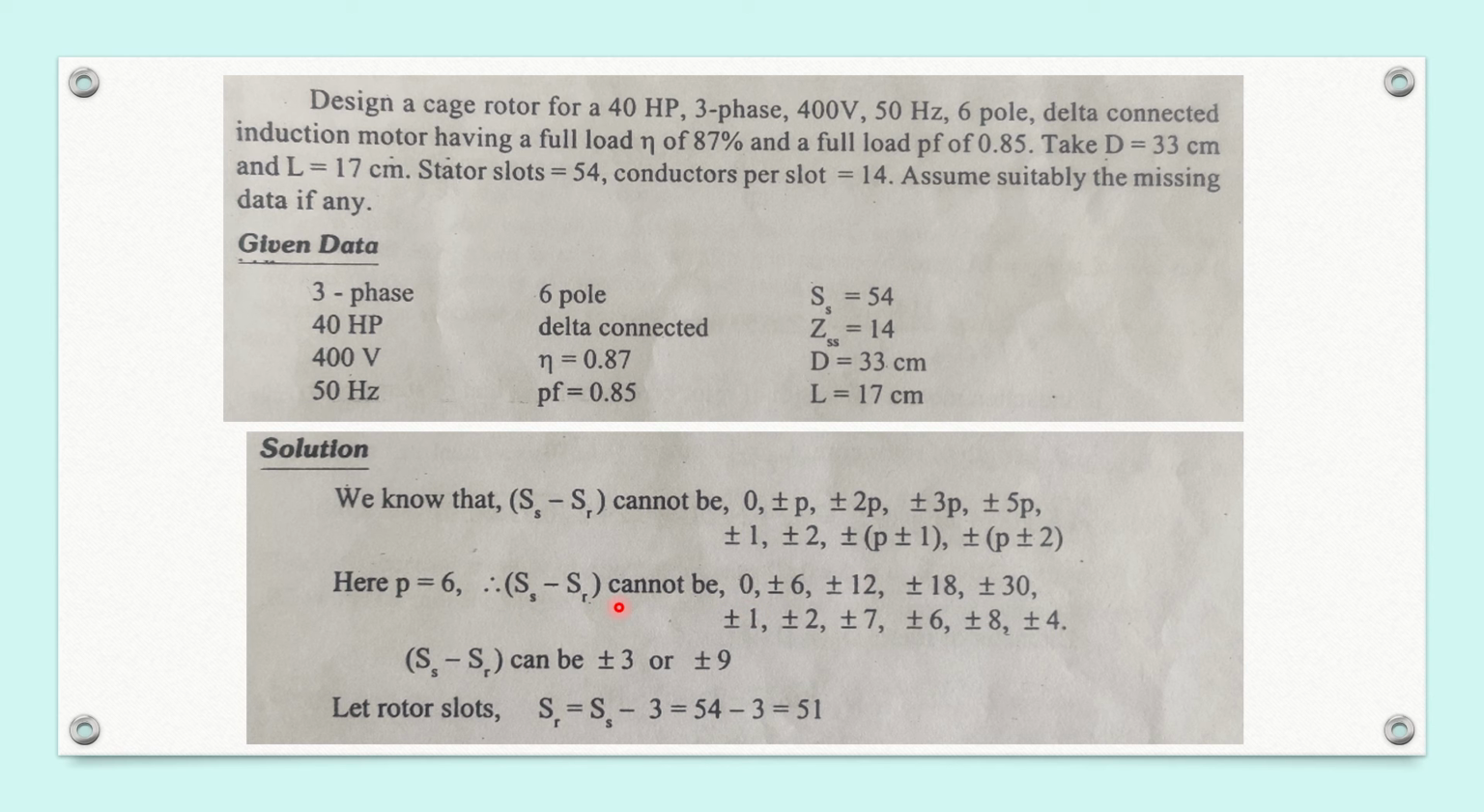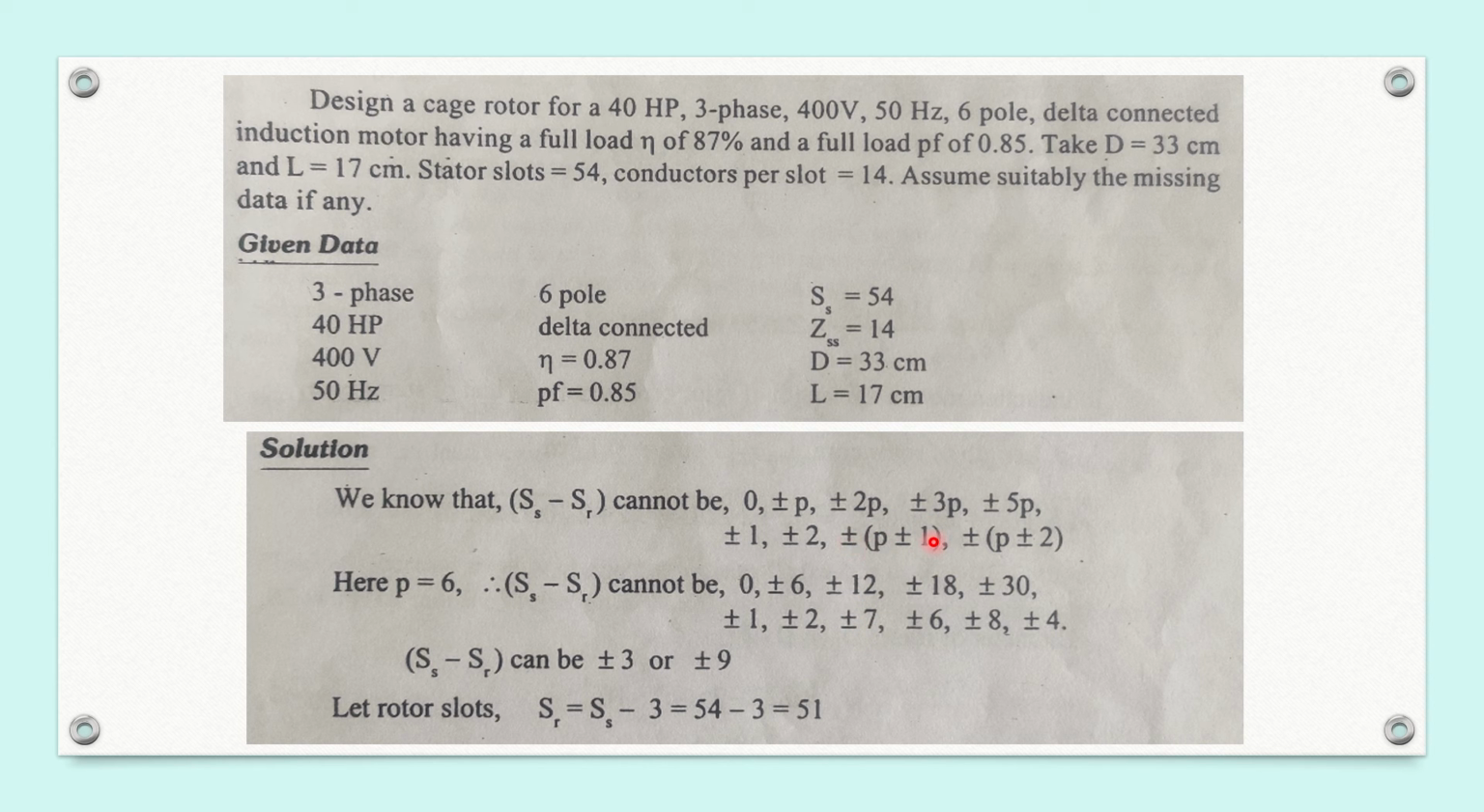Find out the value SS minus SR cannot have. Initially 0, then plus or minus p, p is 6. So the difference between stator slots and rotor slots cannot be plus or minus 6. Then 2 times p, 2 into 6, 12. 3 times p, plus or minus 18. Then plus or minus 5 times p, 5 into 6, 30, plus or minus 30. Then plus or minus 1, plus or minus 2, plus or minus p plus or minus 1. P plus 1, 6 plus 1 is 7. So it cannot be plus or minus 7.